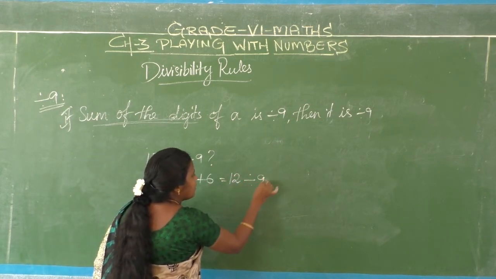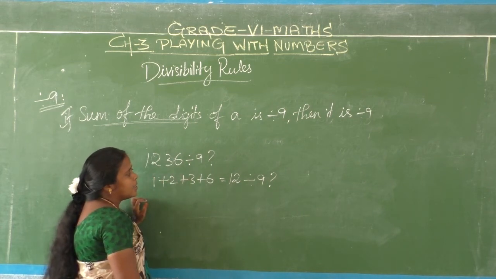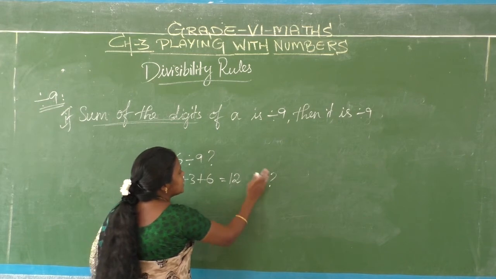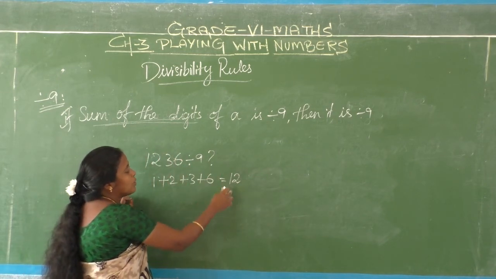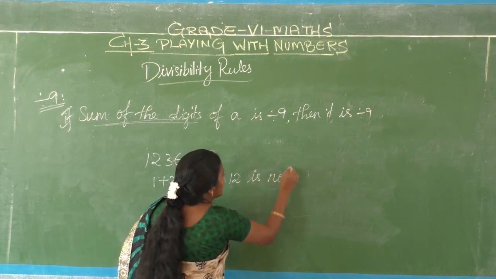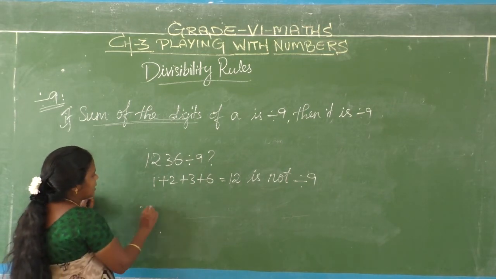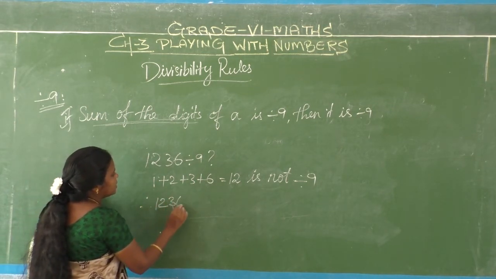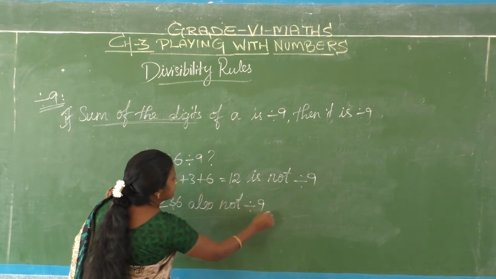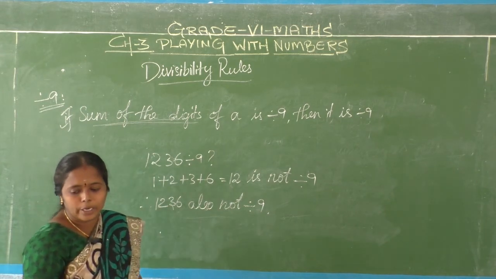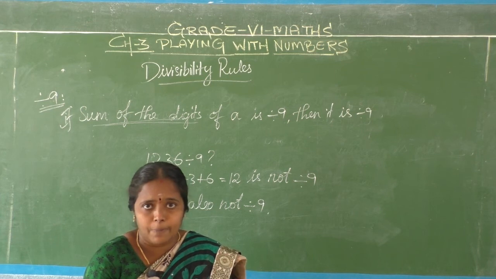Is 12 divisible by 9? 1 nine is 9, 2 nines are 18. But here the sum of the digits, our final answer, is 12. So we can say 12 is not divisible by 9. Therefore 1236 is also not divisible by 9. Clear, children? Like this only you have to finish the answer. Understood? Up to this rule is enough.